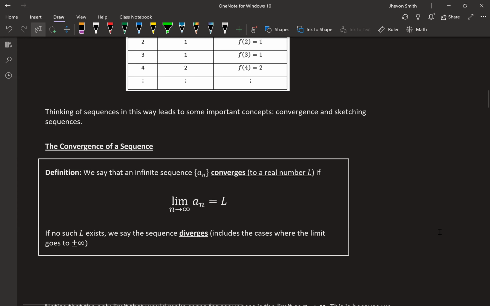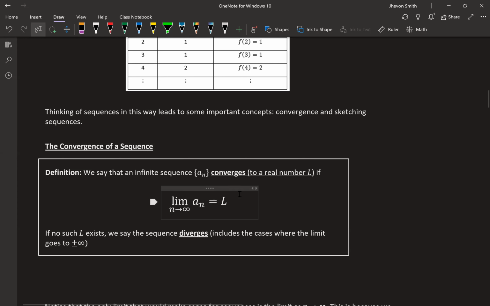So yeah, I can talk about a sequence. It's just a list in a special order. I can name a sequence such as a sub n, right, the sequence a sub n, and I can talk about whether or not that sequence converges. When I talk about convergence, I just mean I'm looking at the limit.